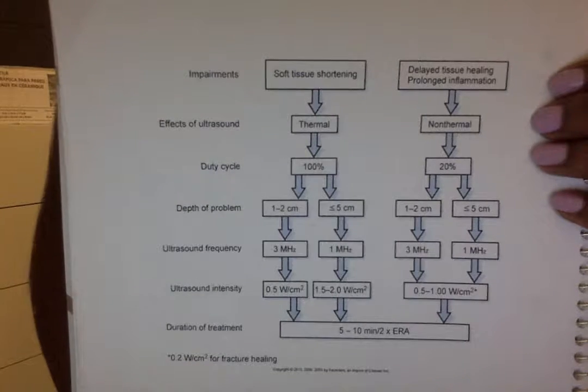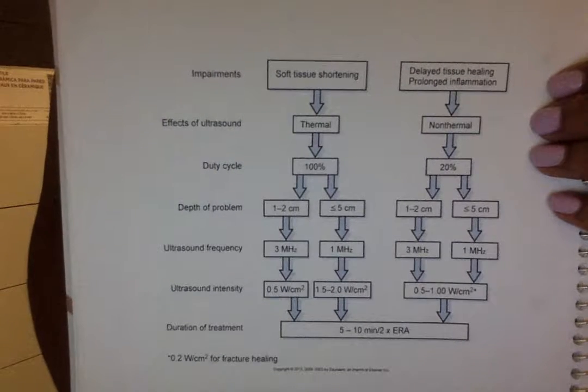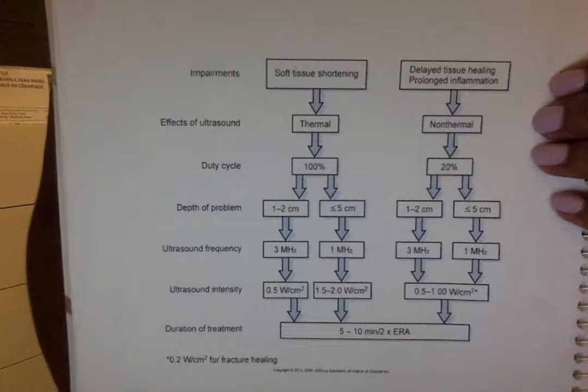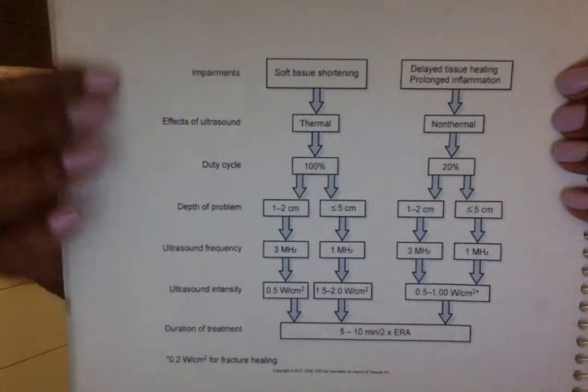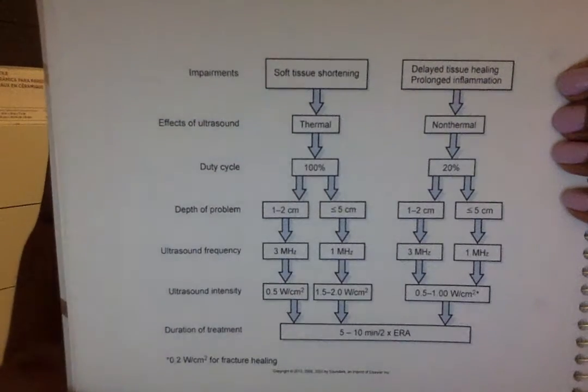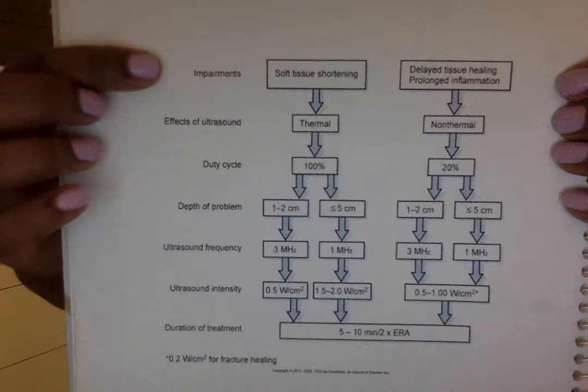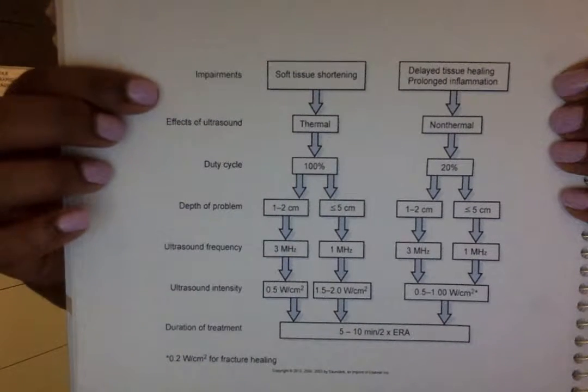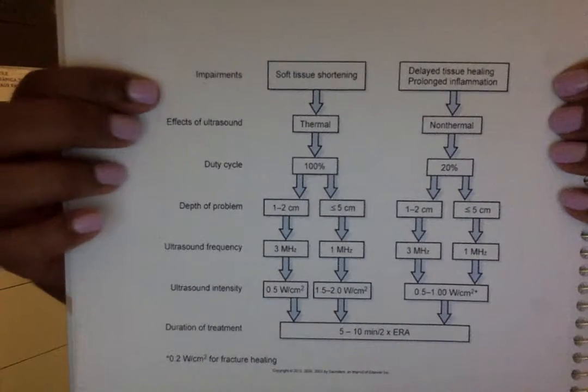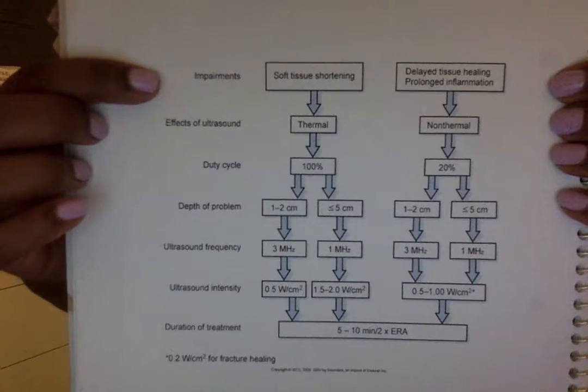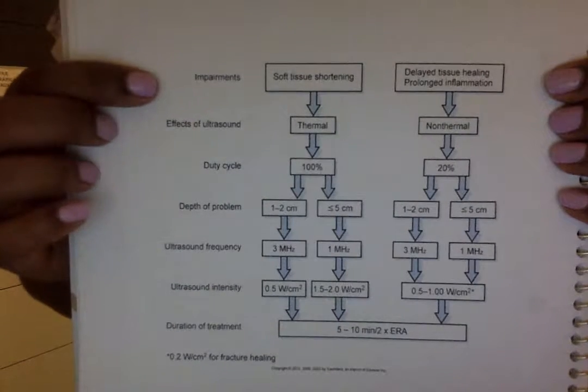When selecting the correct ultrasound parameters, there are specific steps that you want to follow in order to choose the correct treatment. This chart here helps give us a really good visual representation of how we're going to choose the parameters for the ultrasound. The first thing you want to start with is the impairment.